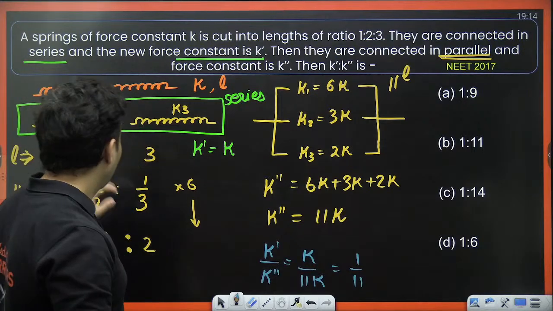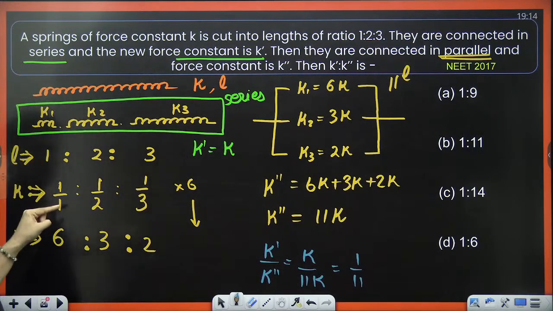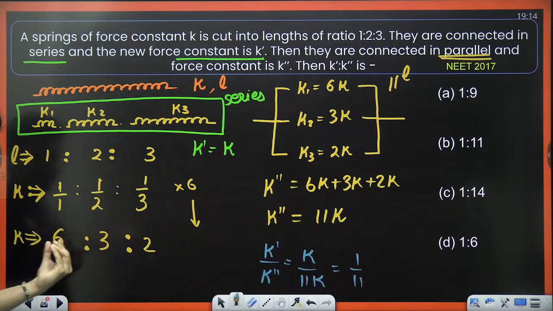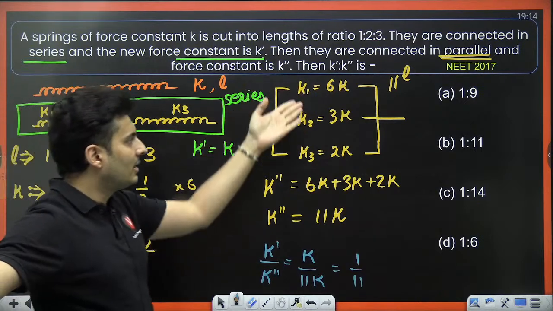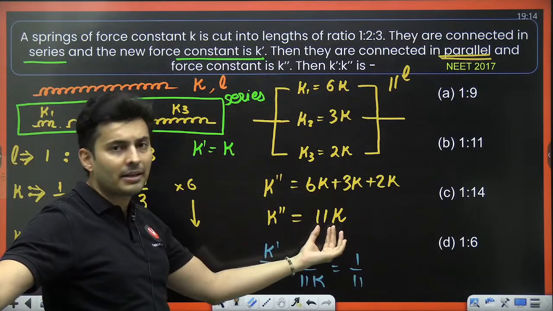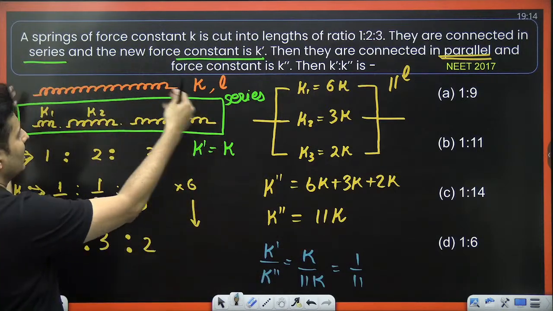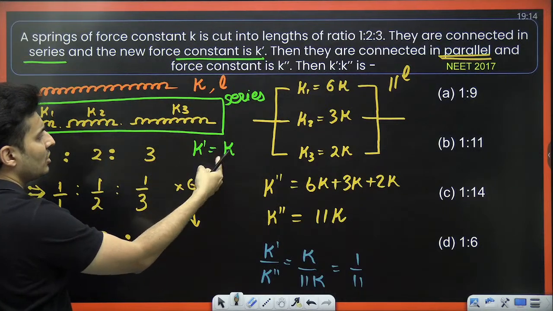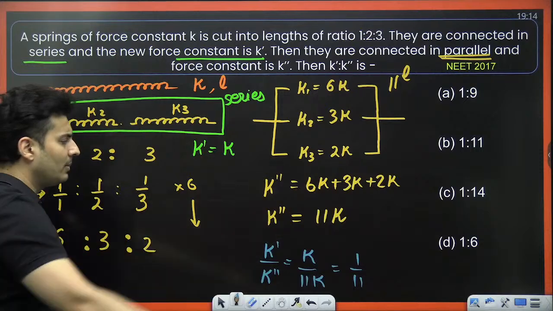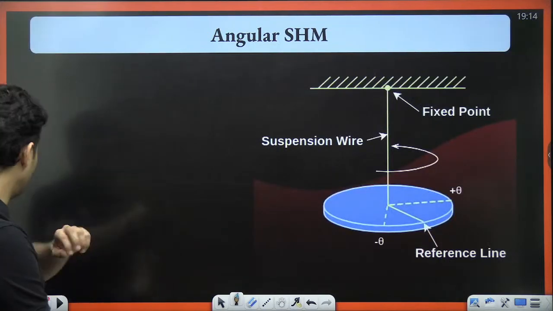So what just happened is that you should use that spring constant is inversely proportional to the length. So whatever the length ratio, flip it, and you will get the values of K, 6:3:2. So if this is 6K, this will be 3K, this will be 2K. 6K, 3K, 2K in parallel will make it 11K, just simple addition. When in series, if you combine them, you get back the original spring. You just collect them together, it's the same thing. So the original spring constant should be obtained. So K by 11K will be 1 by 11, that's all.